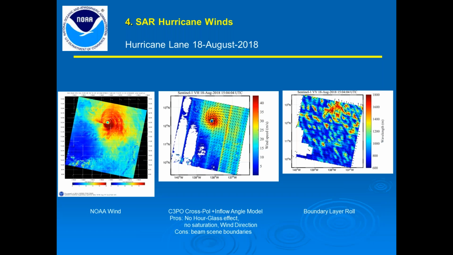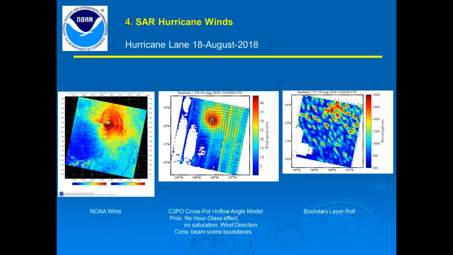This is from the co-pole, meaning emitting and receiving both in HH or both in VV. Okay, saturation. And then if you look closely, there's something called the hourglass effect, and that's because we cannot accurately define the center of the hurricane.